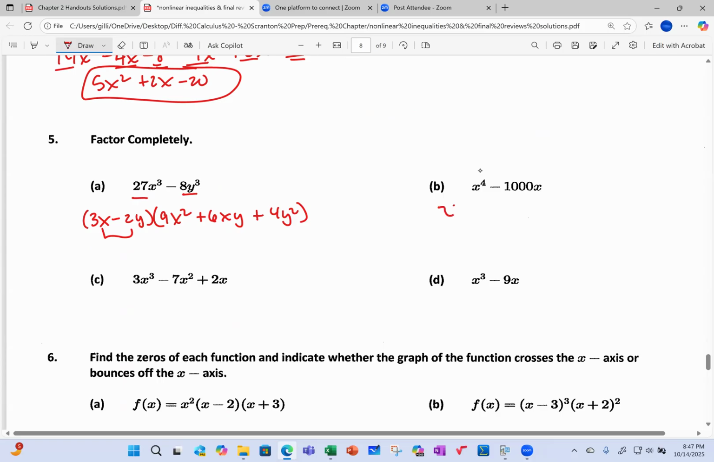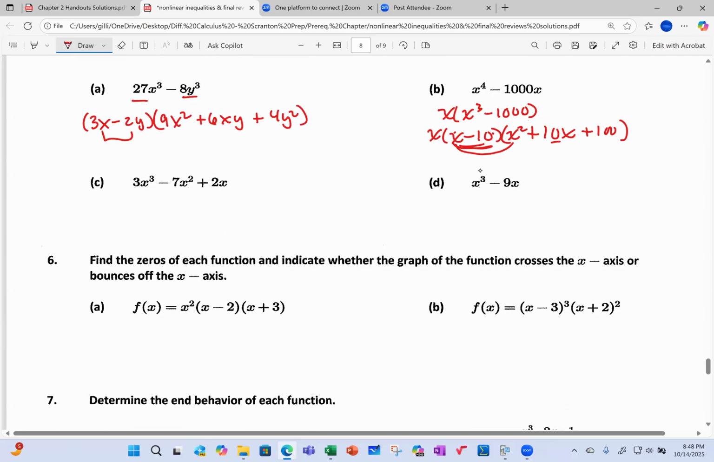Here, I will take out an x. And that's what's left. But that's further factorable by a difference of two cubes. And that's where I take the cube root of x cubed, which is x. The cube root of 1,000 is 10. Square the x to get x squared. Multiply these to change the sign, and square the last, which is 100.